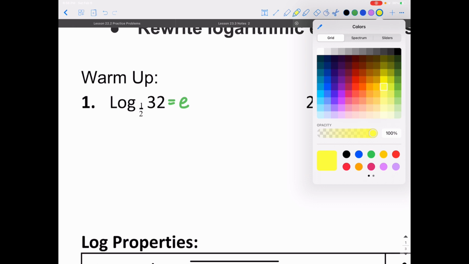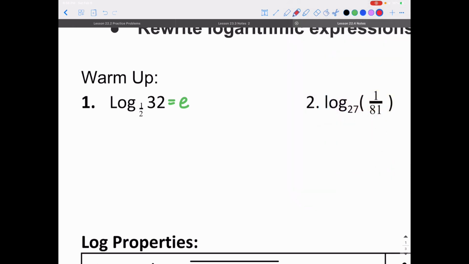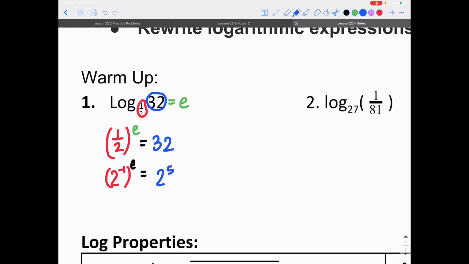So I could say, well, my base is 1/2, so I'm raising 1/2 to the e power, and that's going to give me my answer of 32, the thing that was inside the logarithm in log form. From here, I could rewrite both sides to be in terms of the same base. So 1/2 and 32 share a base in common. That base is 2. I can rewrite 1/2 as 2 to the negative first power on the left-hand side. On the right-hand side, I could rewrite 32 as 2 to the 5th power.